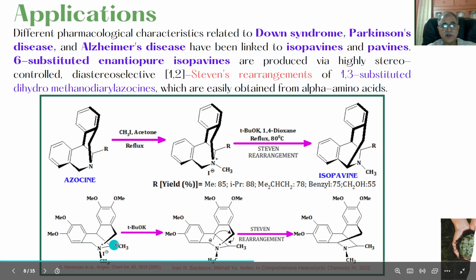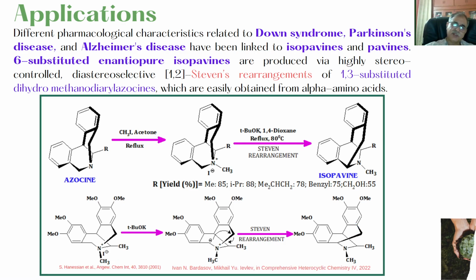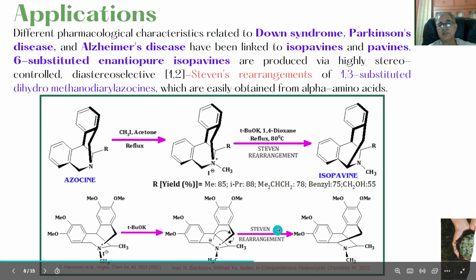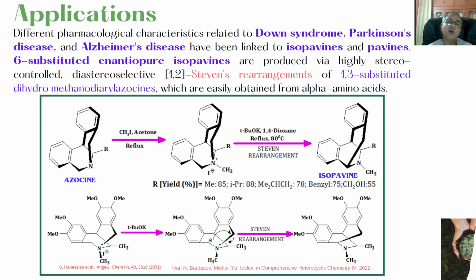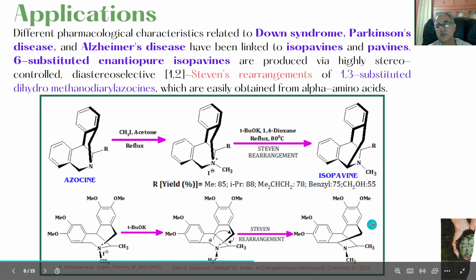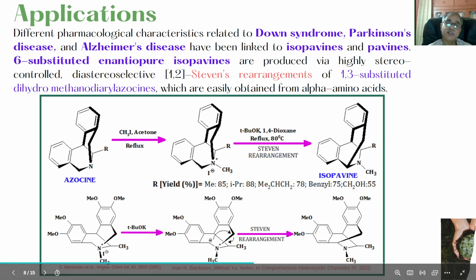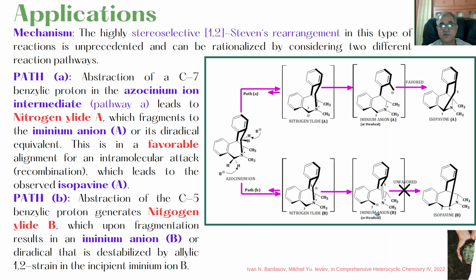Similarly, you can see this quaternary ammonium iodide, when reacted with tertiary butoxide, again will form a carbanion at the alpha carbon, and this carbanion will then attack with the breaking of this carbon-nitrogen bond, and you will get these types of tertiary amines as product through Stevens rearrangement. So you can see how important this Stevens rearrangement is, that we can synthesize many important tertiary amines which are biologically active.